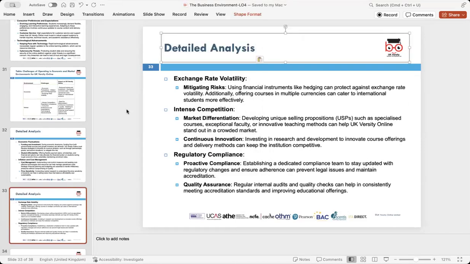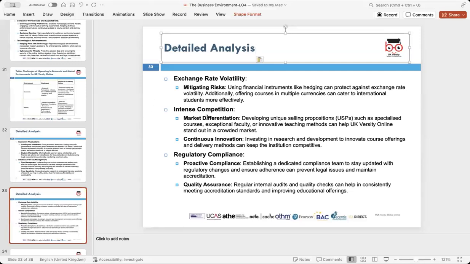Again, exchange rate. Using financial instruments like hedging can protect against exchange rate volatility. Additionally, offering courses in multiple currencies can cater to international students more effectively. These strategies help in mitigating the impact of exchange rate fluctuations on both international enrollments and operational costs.